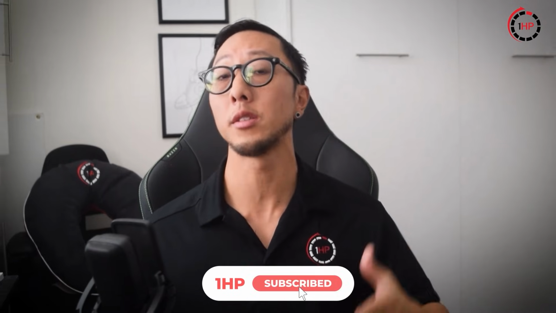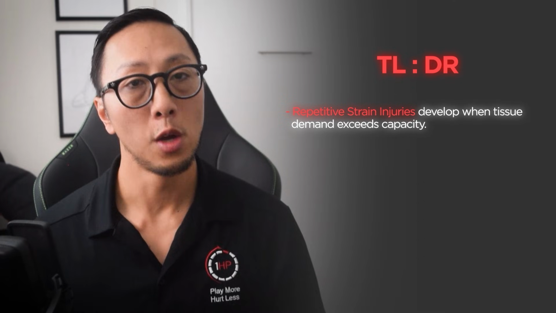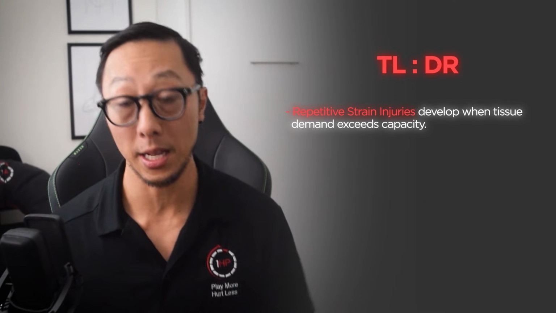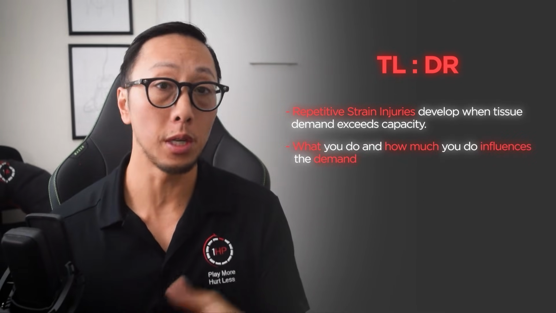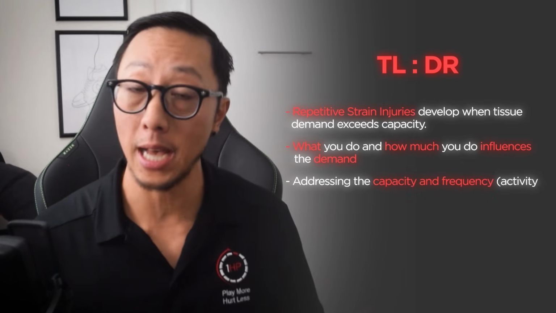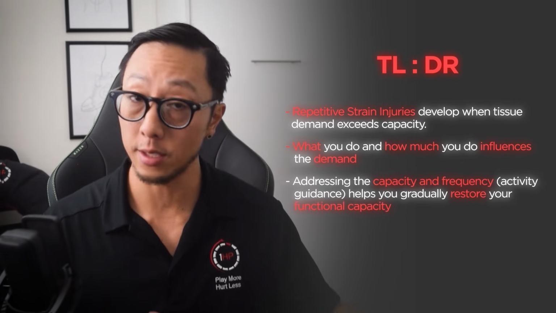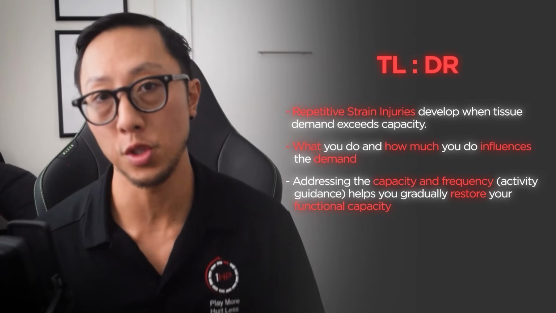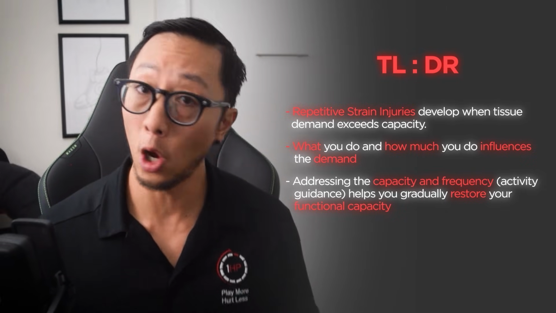And I'll be creating more content about this in the near future. But let's review. Repetitive strain injuries develop when tissue demand exceeds capacity. What you do and how much you do influence the demand. And addressing the capacity and frequency through activity guidance helps you gradually restore your functional capacity. Now, I hope this helps.